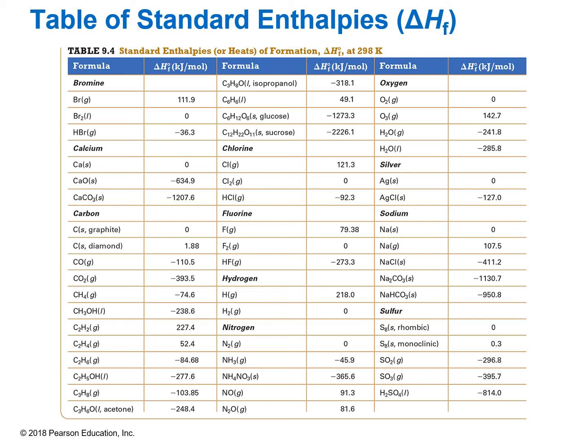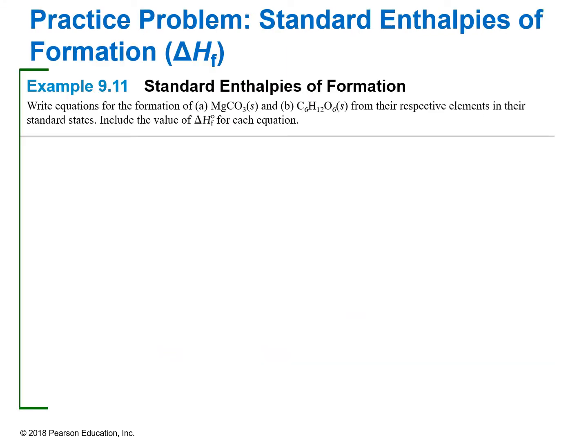So you will come in and you will just extract these values and plug them into your chemical equations for the creation of your products. So that's how this works, and it's just that straightforward. So let's take a look. Okay, so this problem, example 9.11, is asking us to write balanced equations for the formation of these two compounds and include their standard enthalpy at standard conditions.